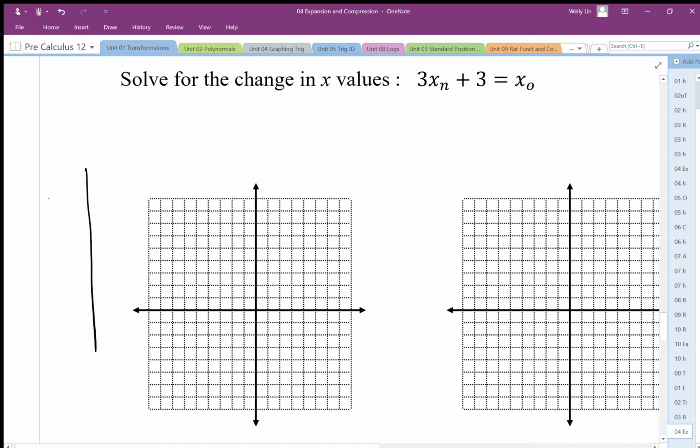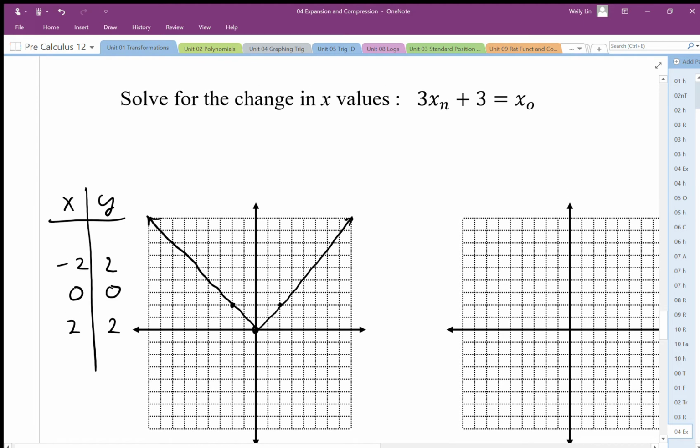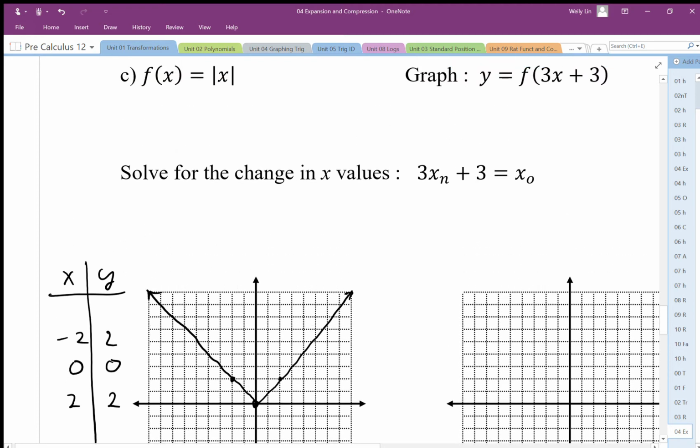The only coordinate that I need to make sure I have is my 0. I'm going to go -2 and 2, 2 and 2. Really, I don't need much more than that because I know what my absolute value looks like, and once I get my vertex and a coordinate, I pretty much have the graph. If you want, you could put more coordinates to transform. I'm only going to transform 3 coordinates though. So there's my original function.